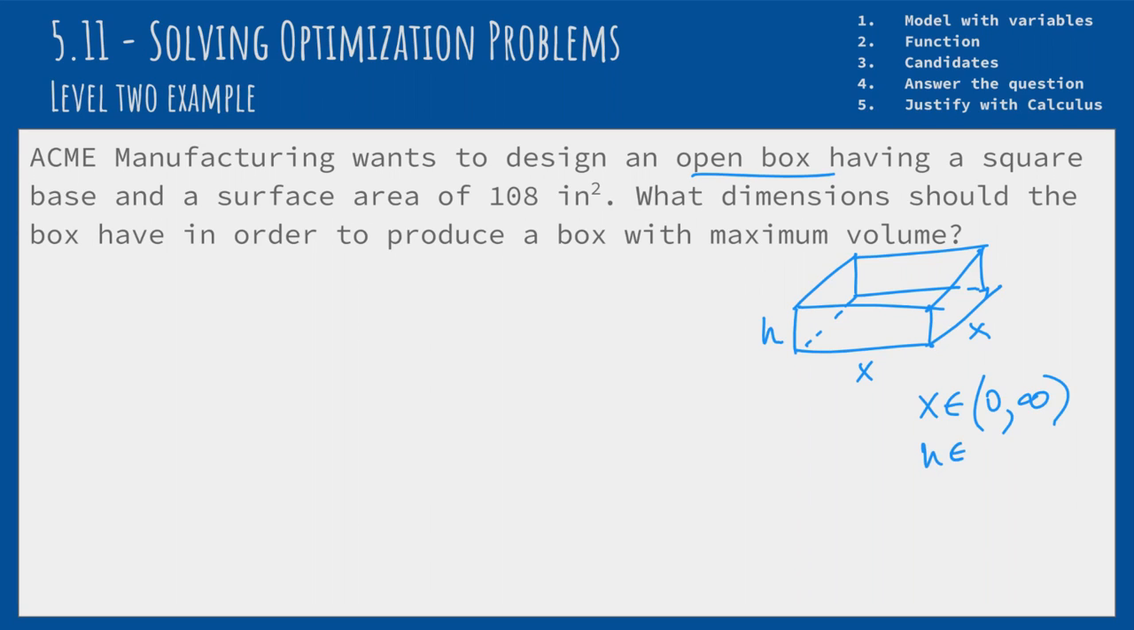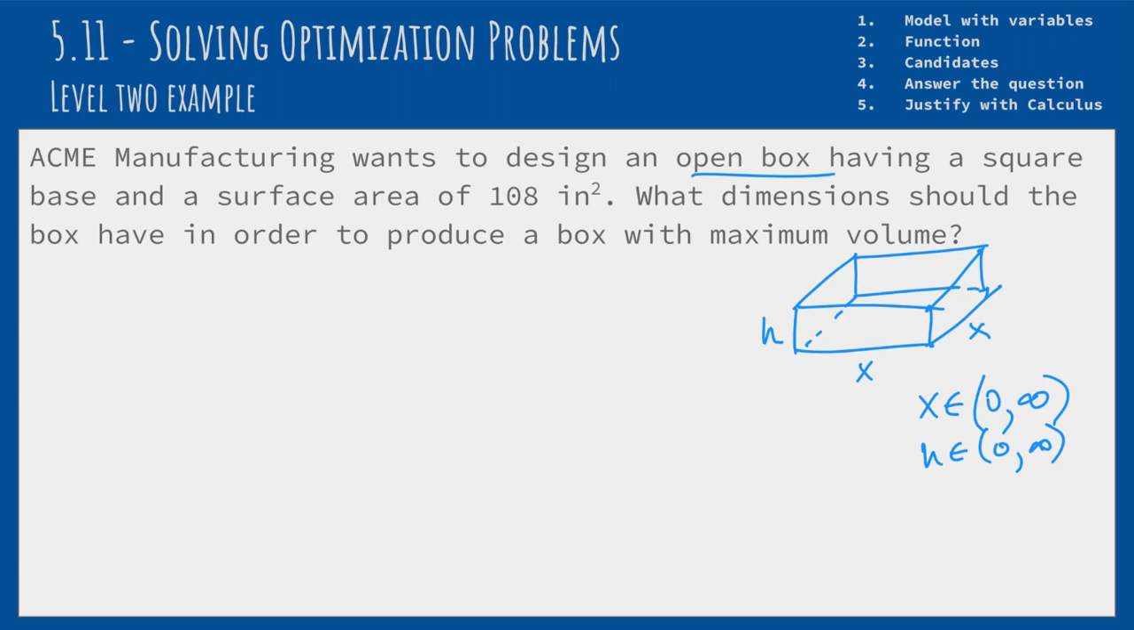And then with those restrictions on x, we're going to have similar restrictions on h. H could be really small when x is really big, or h could be really big when x is really small. So this is an example of one where we don't have endpoints. It's an open interval. So when we're justifying our answer later, we're not going to be able to use the candidates test because we don't have endpoints on this.